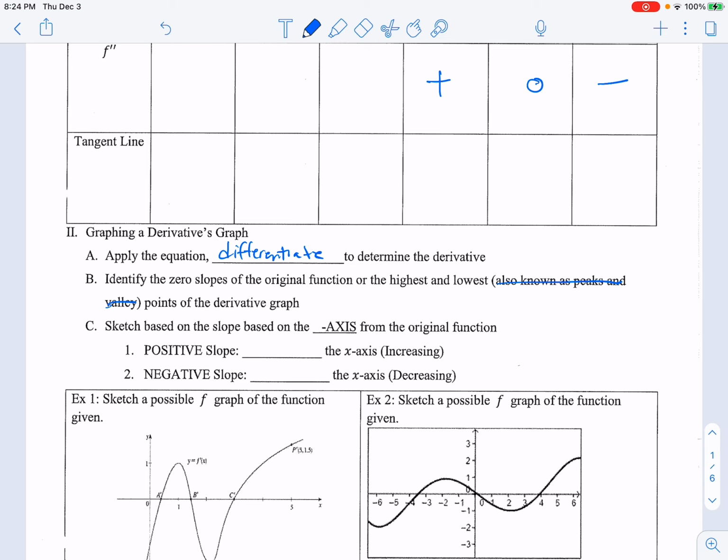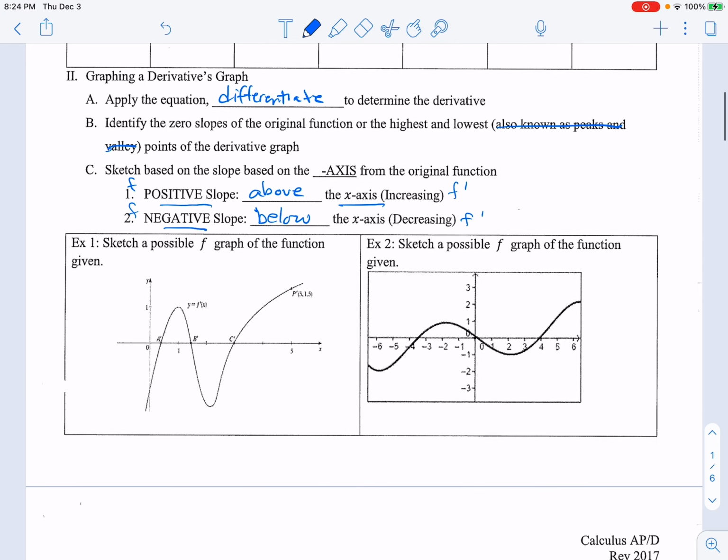All right. If you have a positive slope, you're above the x-axis. A positive slope on the function, your derivative graph is above the x-axis. If you have a negative slope on the function, you're below the x-axis on the derivative graph. Okay, that's the derivative graph. This is the function.